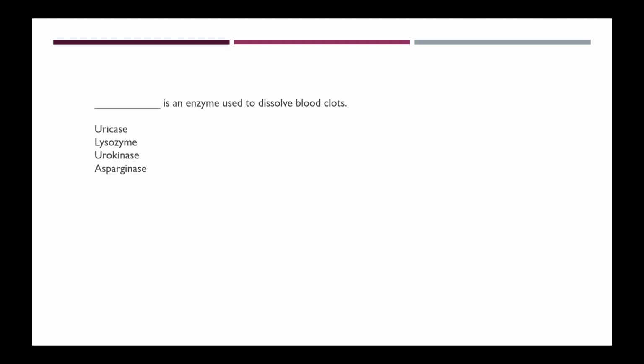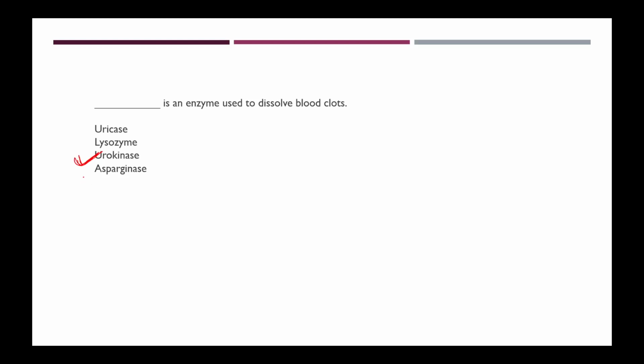Which of the enzyme is used to dissolve blood clots? Lysozyme. No, lysozyme is for breaking cell walls, so that's not the function. Asparaginase. No, the answer is urokinase. Urokinase is used to dissolve blood clots. It is a serine protease prepared from human urine and it helps to dissolve the blood clots. Okay, ma'am, urokinase will be the answer for this one.